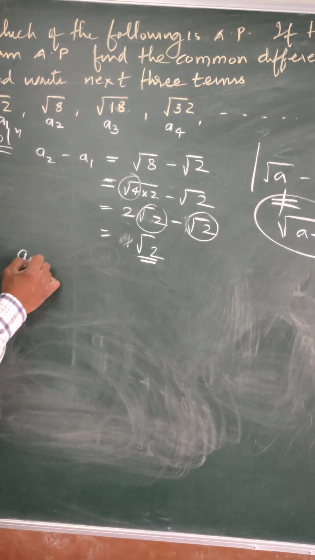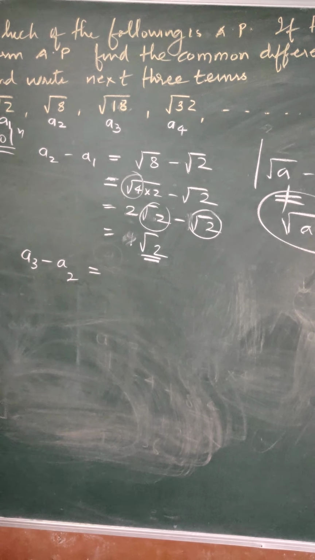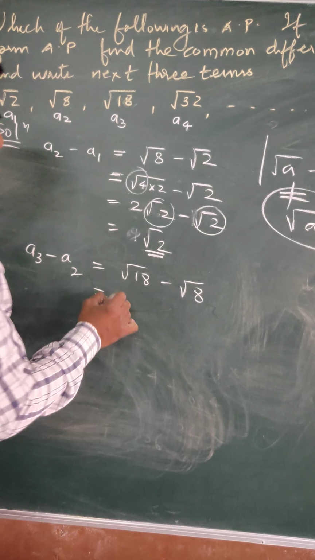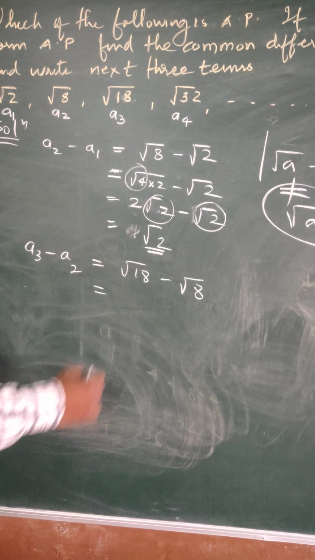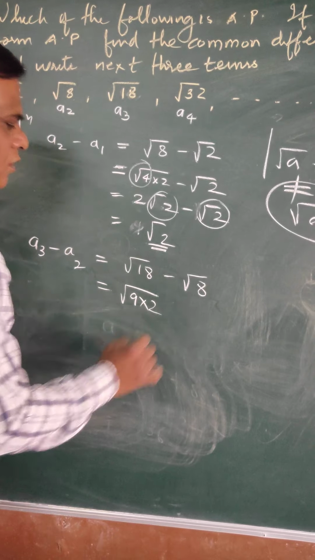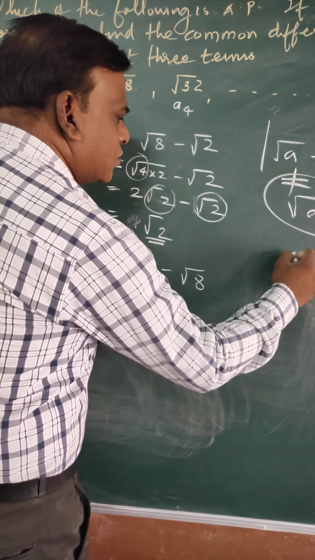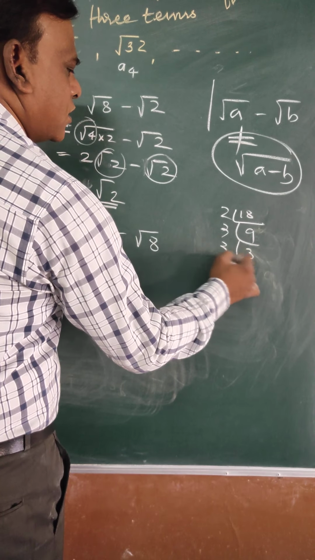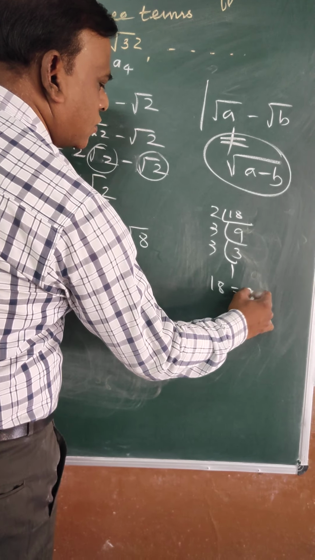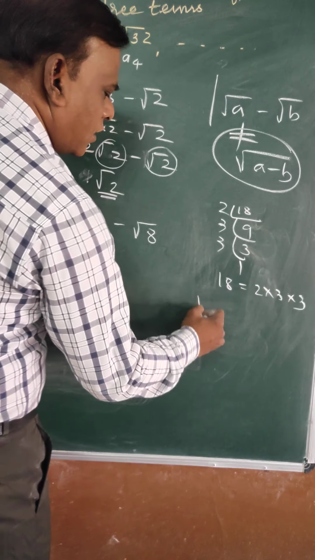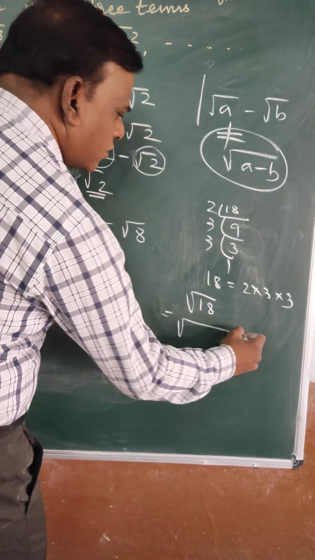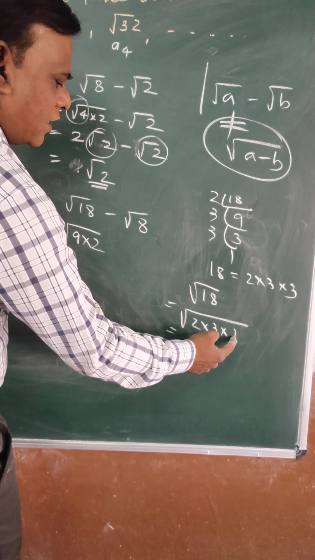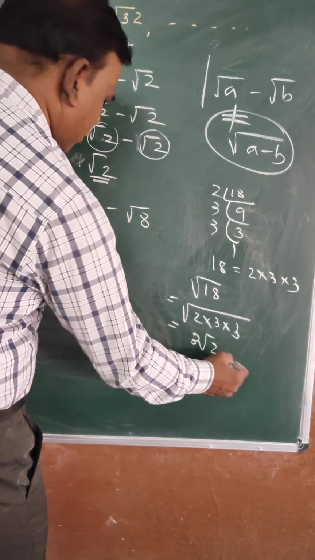Similarly, we will find out the difference between third term and second term. Third term is under root of 18 minus under root of 8. Now under root of 18 can be written in the form of 9 into 2. If you want, you can find out like this: 18, find the prime factors, 2 times 9, 3 times 3 is 9. So 18 can be written as 2 into 3 into 3. That means under root of 18 is nothing but under root of 2 into 3 into 3. So it gives you 3 threes are 9, under root of 9 is 3, so 3 root 2.